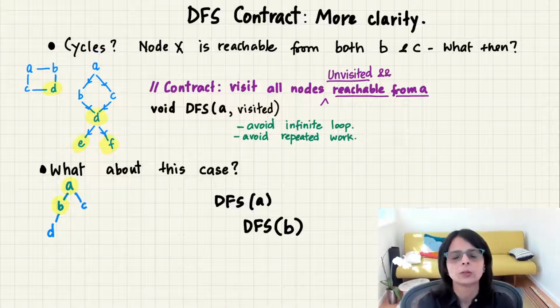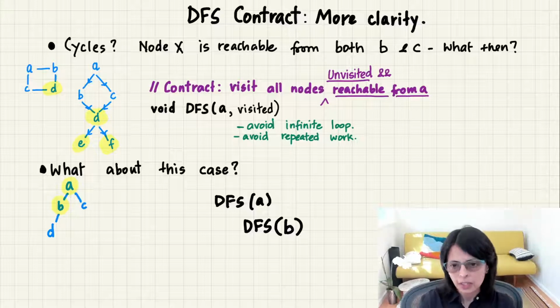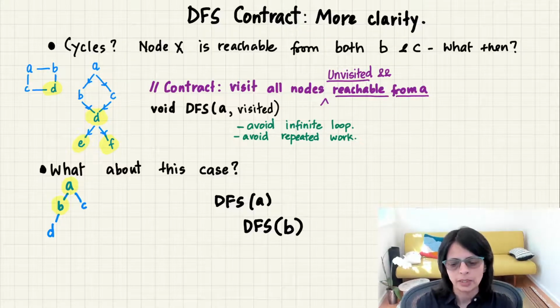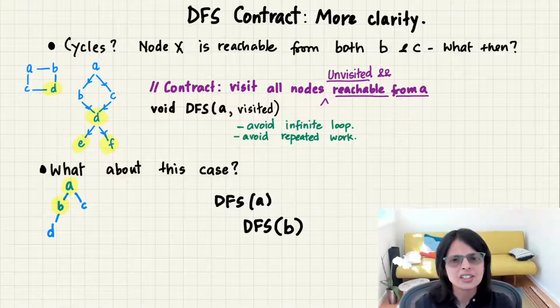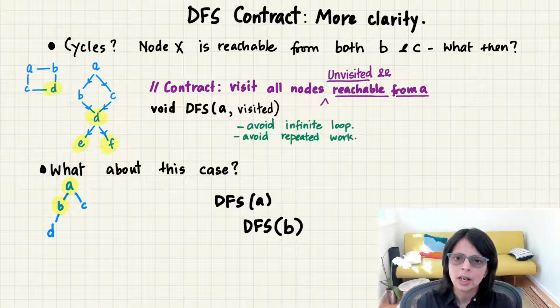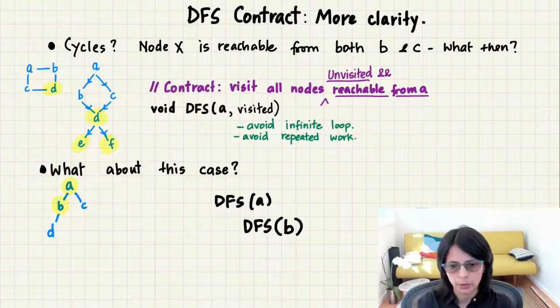No. And this is where the concept of keeping track of a set of nodes that has already been visited across the various DFS calls so far comes from. This is where we have the data structure visited, which is a set of nodes that have already been explored by depth first search. So this changes the contract a little bit: visit all nodes that are unvisited and reachable from A.